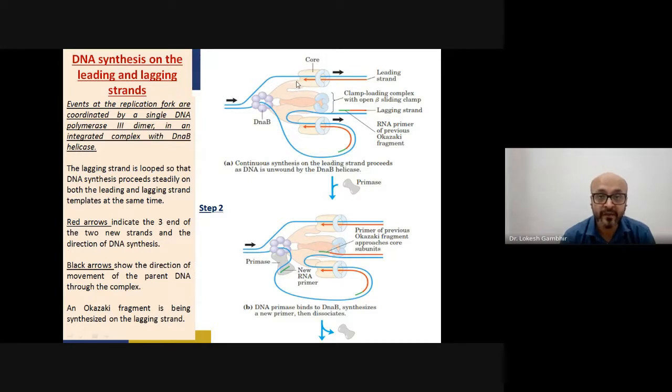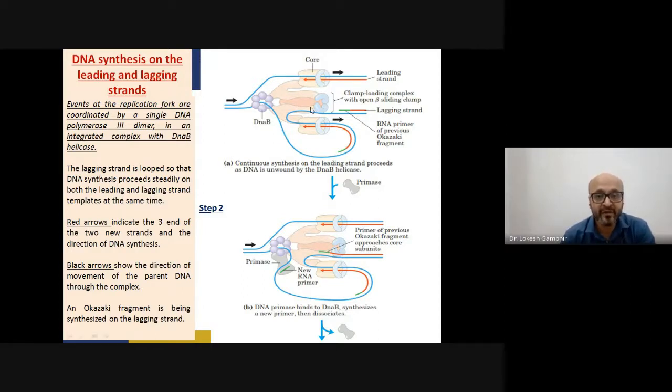Now, how do we solve the lagging strand problem? We have looped it in a manner that the synthesis is happening in the same orientation. If the looping was not there, then it was not possible for the bottom strand to have the same orientation. It would have been always in the opposite manner. Now we have looped it to form the same position, and that is the job of the beta clamp and the clamp loader.